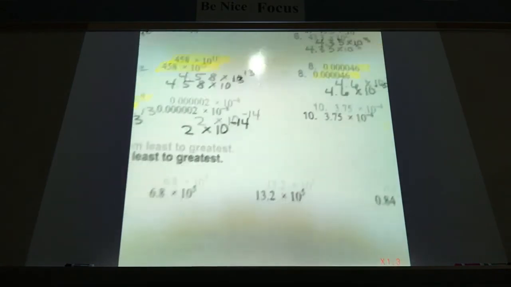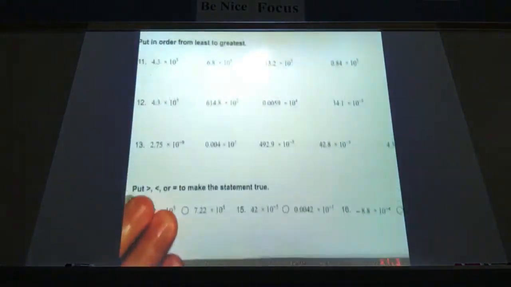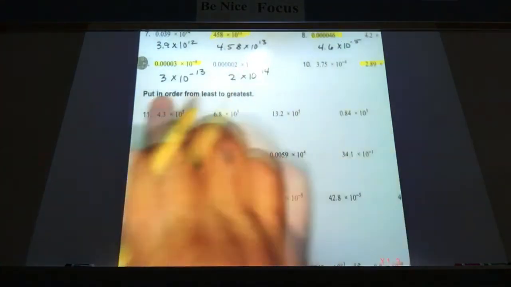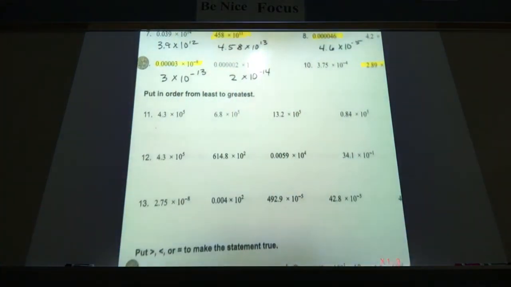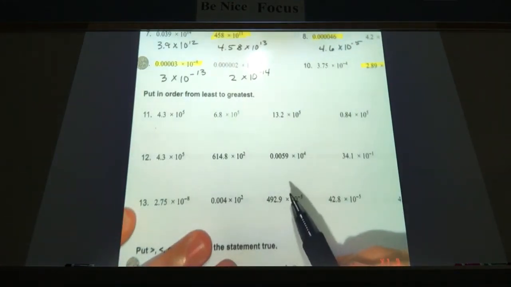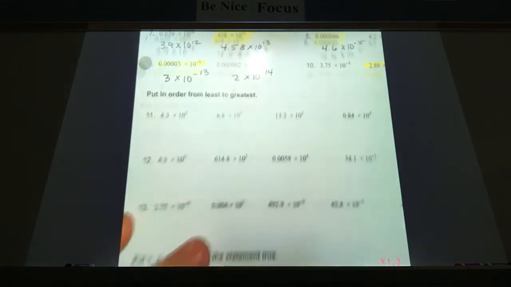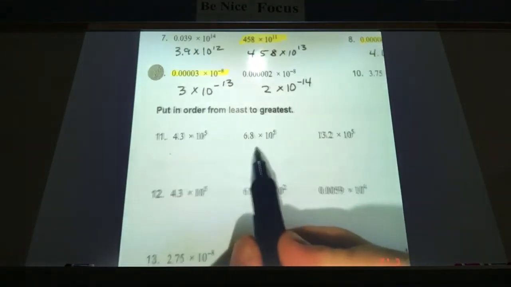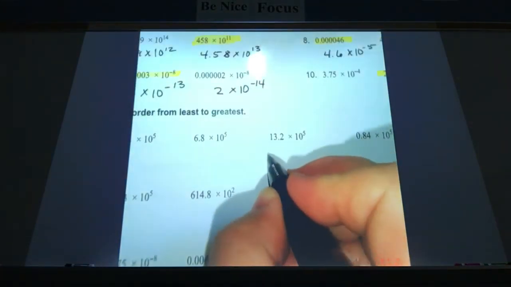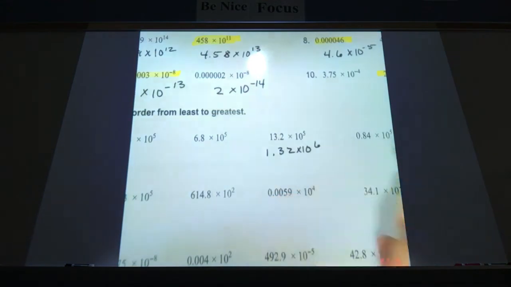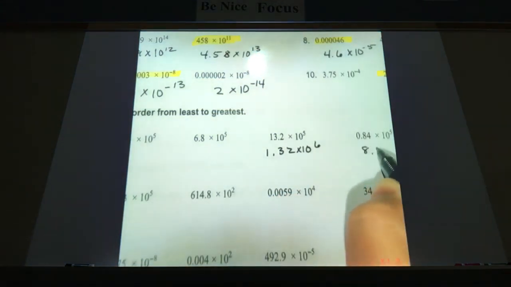All right, another thing that you are going to need to do is take a group of numbers and put them in order from least to greatest. Before you can do that, remember you can't compare them unless they're all in scientific notation. So looking at number 11, this is good, this is good, this is not, so we need to fix it. And this is not, so we need to fix it.